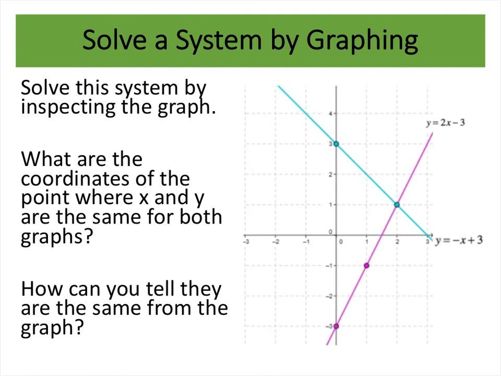So I want you to take a look at this, and solve this by inspecting the graph. What are the coordinates of the point where the x and the y values are the same for both graphs? Go ahead and pause this video and answer that question, and then talk about how you can tell that they're the same from the graph.